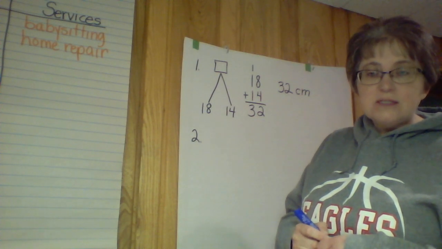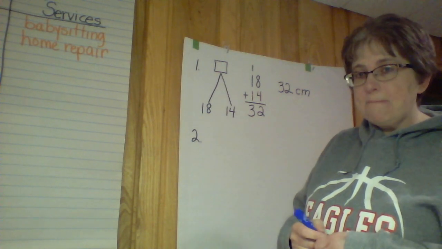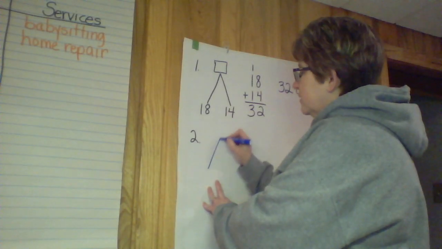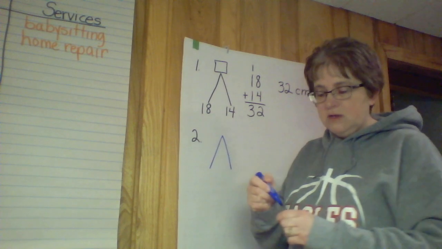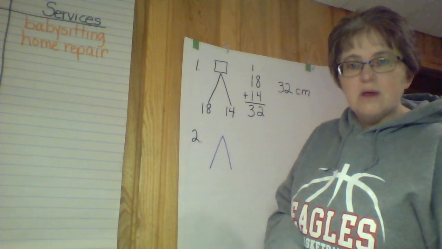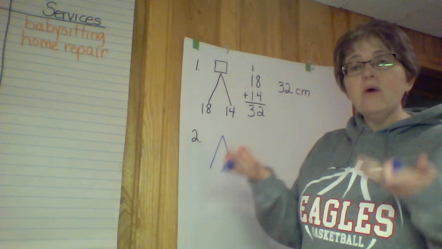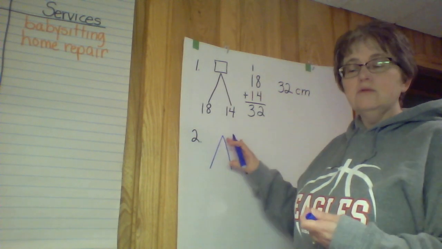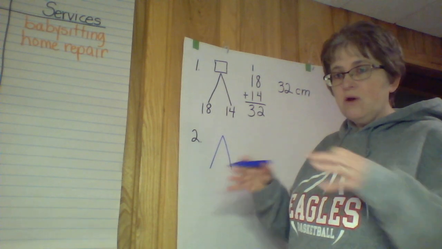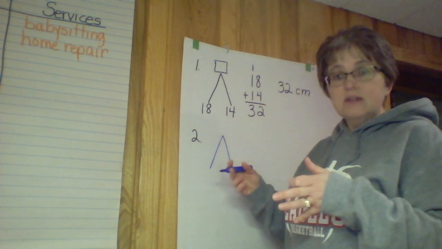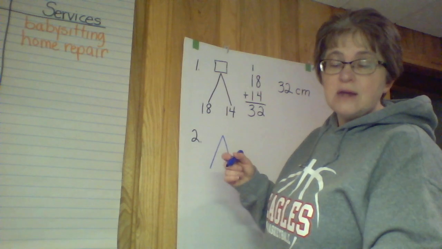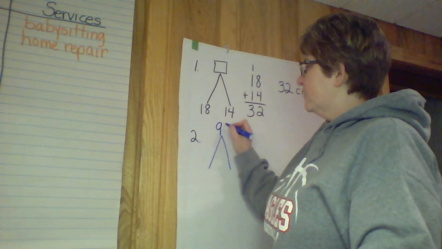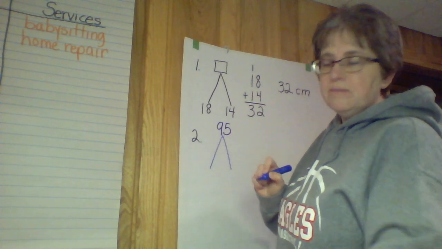Okay, so what should we do to answer this problem? Yep, we're going to make another math mountain. So let's draw a new math mountain in number 2. All right, now let's think about what we know in the problem. Do we know the total? Do we know how far Samantha ran all together? Yes, we do. And she ran how many meters? 95. So 95 goes at the top of the mountain.